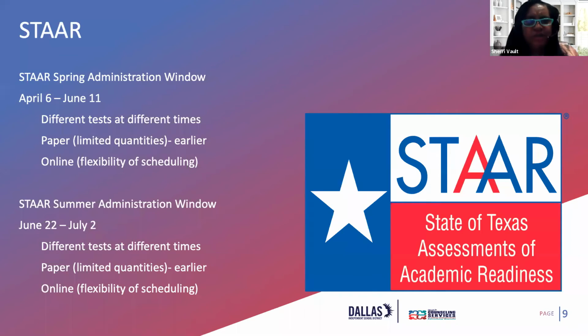And so they're different, as you look at that calendar of testing, there are different tests at different times. So usually the reading and the writing part come a little bit earlier, math, then we get into the science and social studies. There are different versions of the test. There's the paper version, which they're just limited quantities of that. And then there's the online version, which our district has chosen to use more than the other format. And so it offers more flexibility of scheduling. So we have, again, a longer window for students to come in and take the test online.